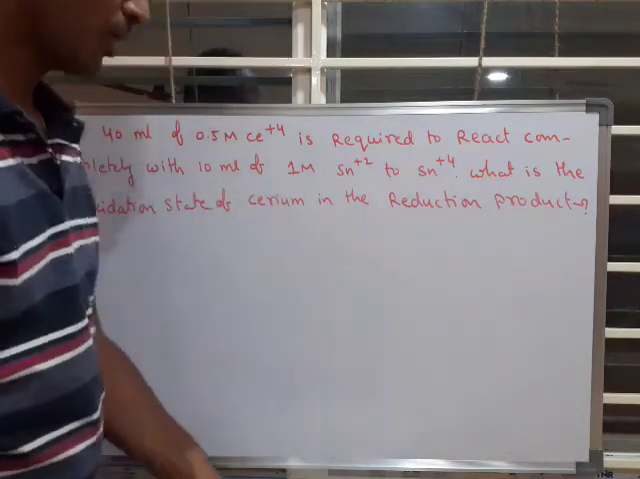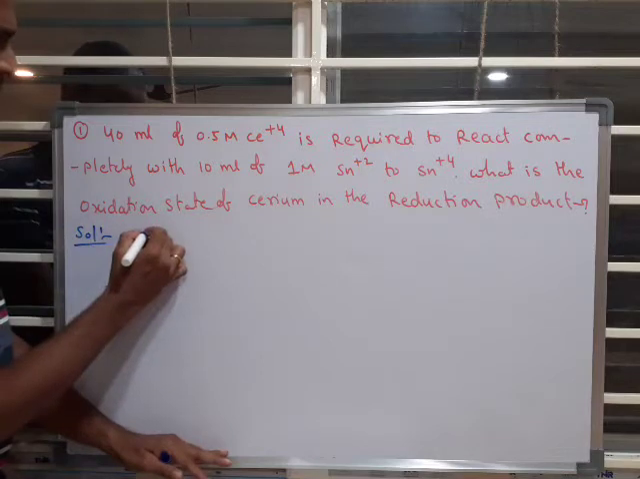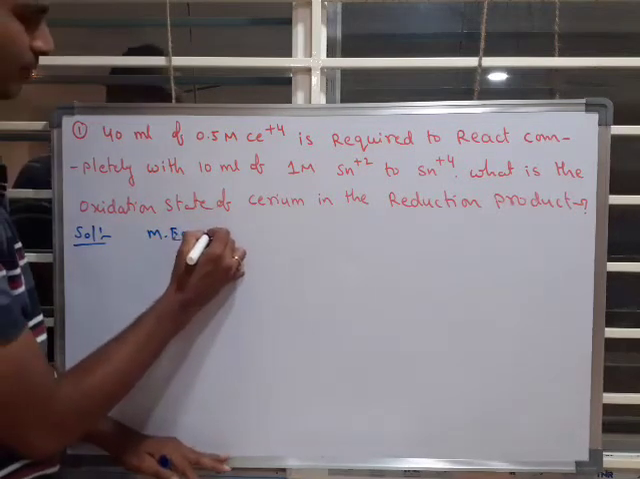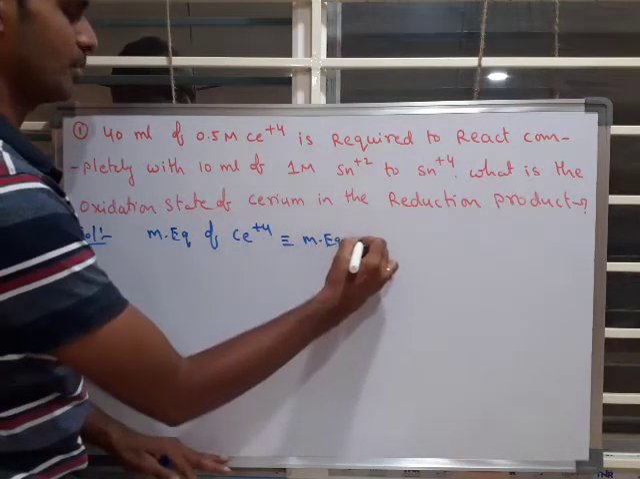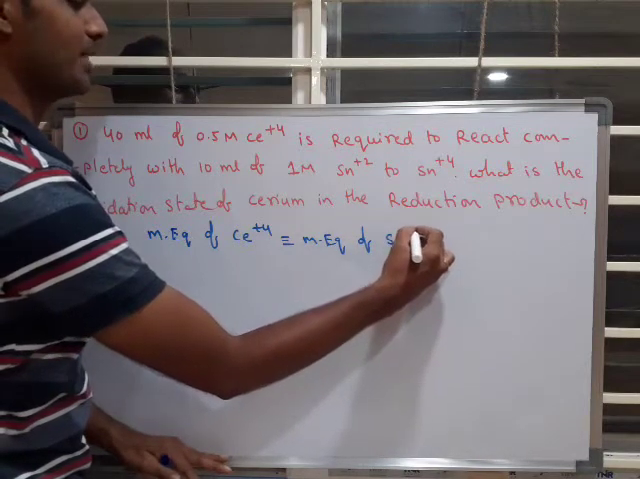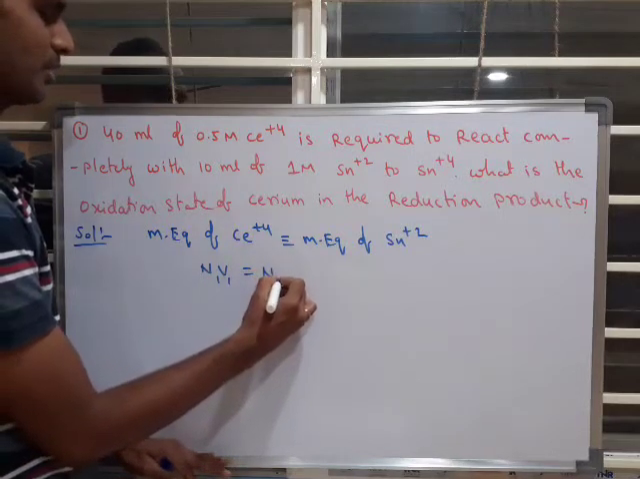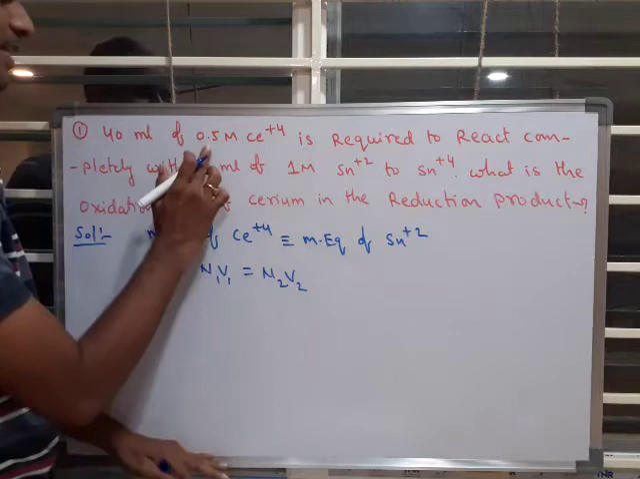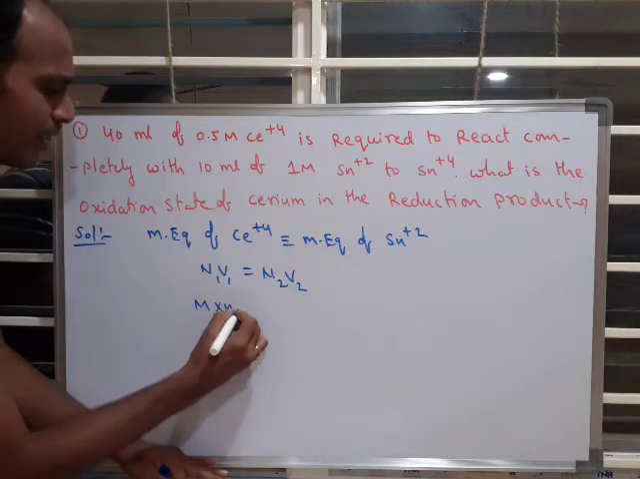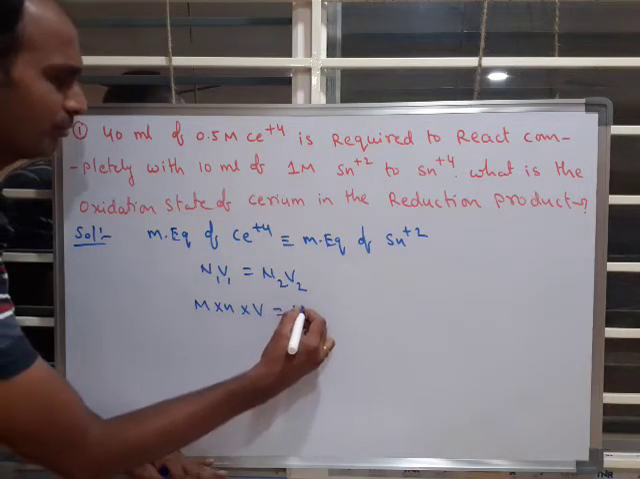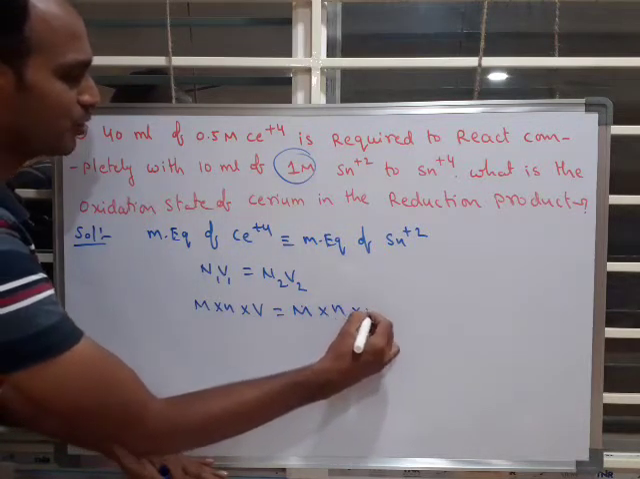Since it is a complete reaction, the milli equivalents of cerium+4 are exactly equal to the milli equivalents of Sn+2. So normality into volume is equal to normality into volume. Since it is given in terms of molarity, we write molarity into n factor into volume on both sides.